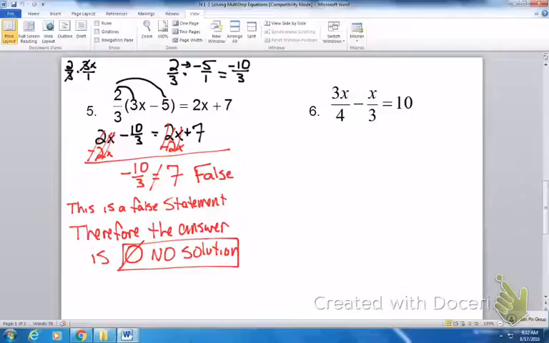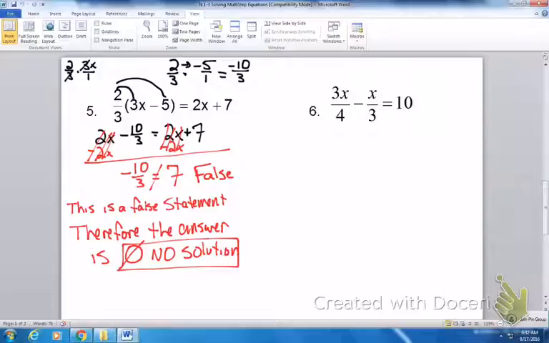So when the variables canceled out and the numbers equaled each other, you had a true statement. It was all real numbers. But when the same thing happens and the numbers left don't equal, you have a false statement, which is no solution.